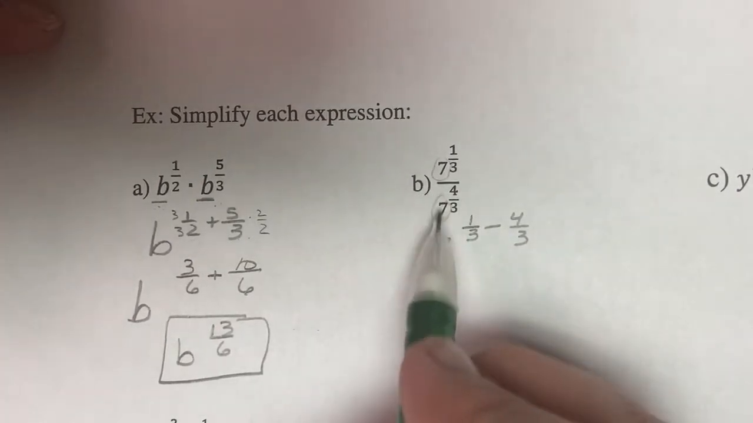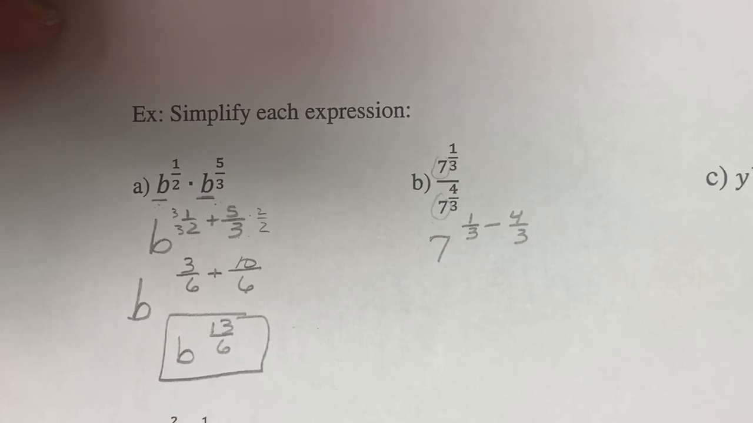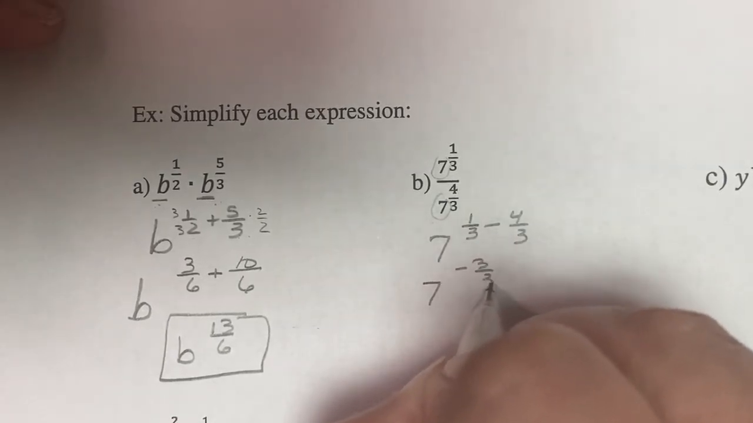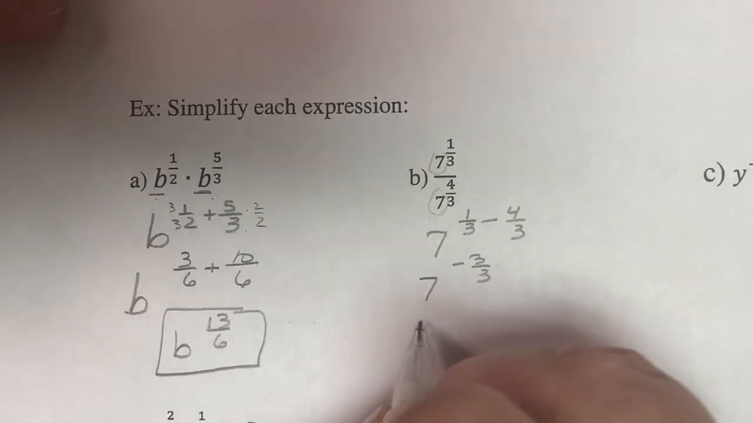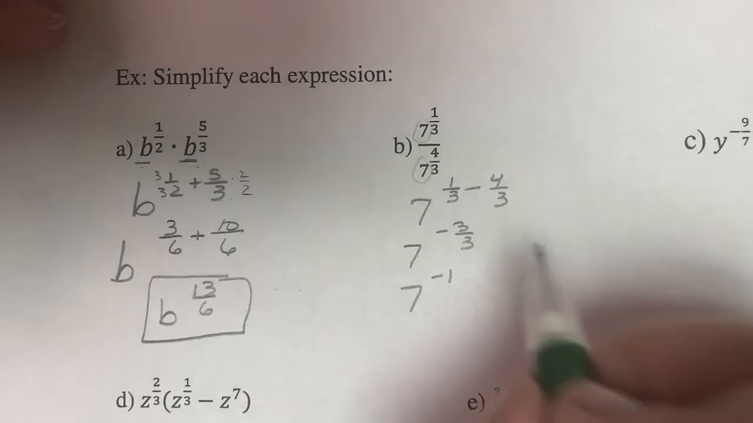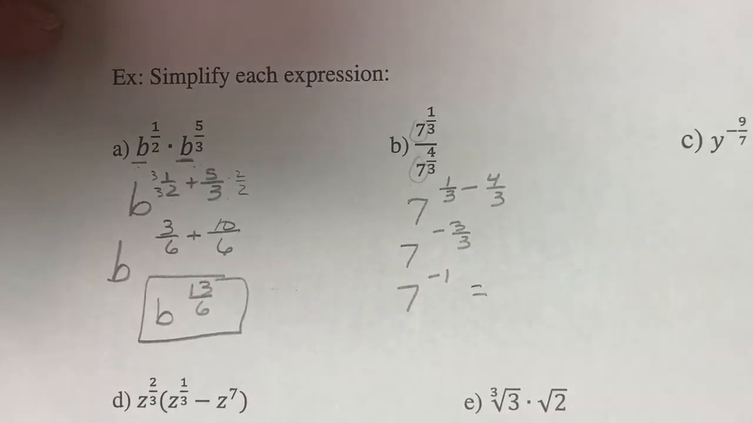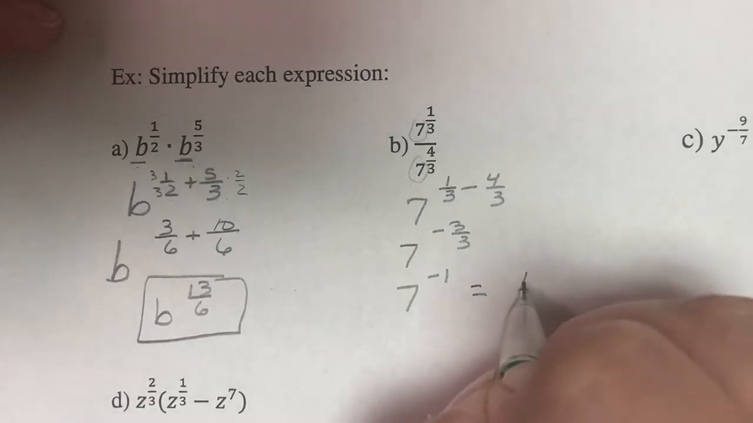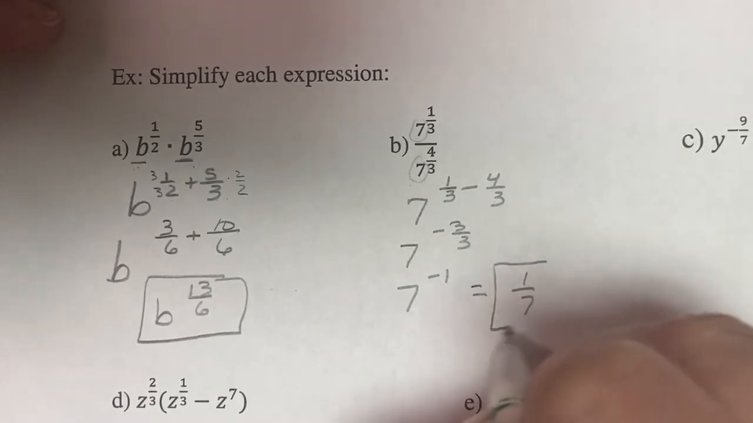Remember, the bases don't change. You don't divide the 7s. They stay the same. Well, that would be 7 to the negative 3/3 if I subtract the exponents, which is really 7 to the negative 1. You're never going to want to leave a negative exponent if you are in simplified form. So 7 to the negative 1 is really 1 over 7.